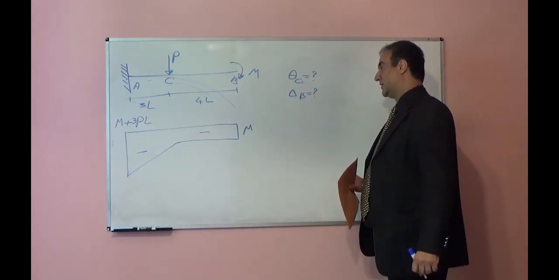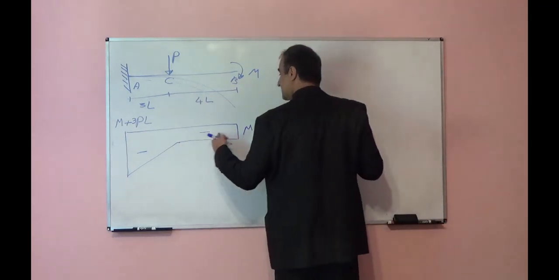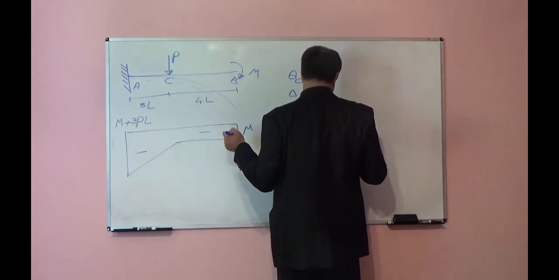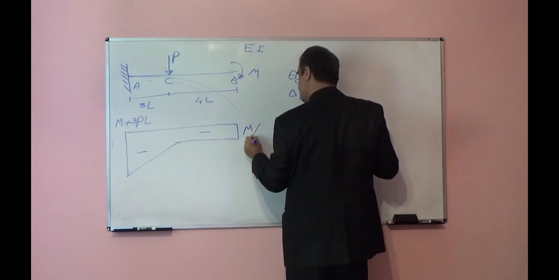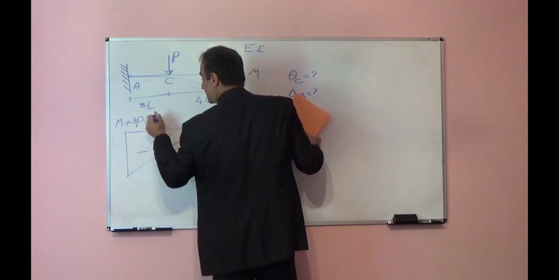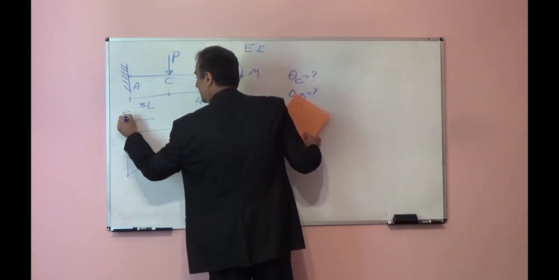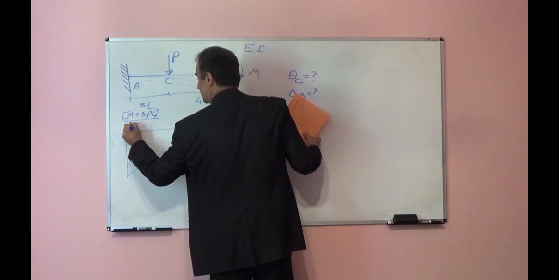If we want to apply the moment area method, we should divide the moment diagram by EI. EI for this beam is constant, so I will divide M over EI. Here again, the total moment, which is equal to M plus 3PL, divided by EI.